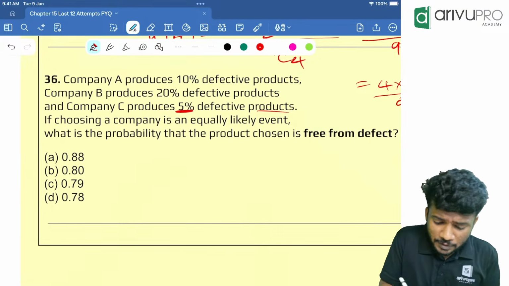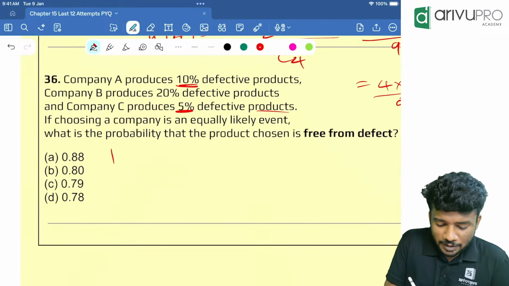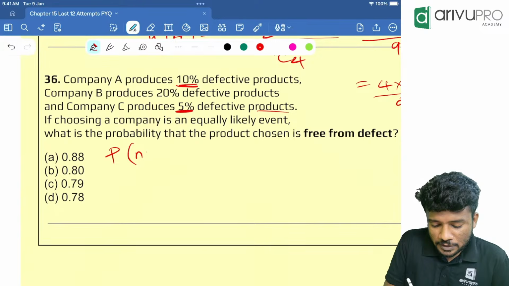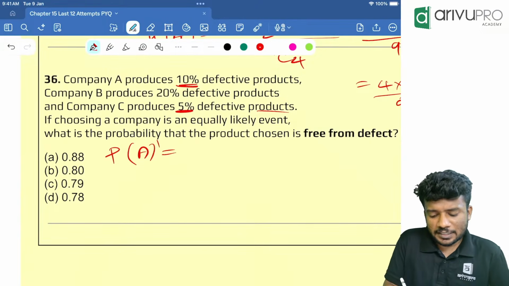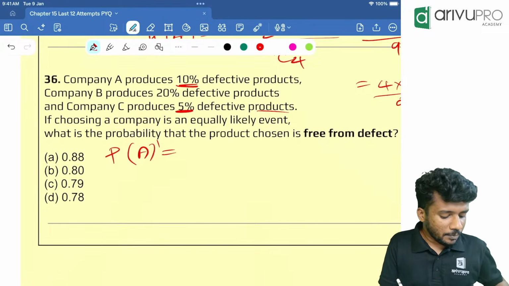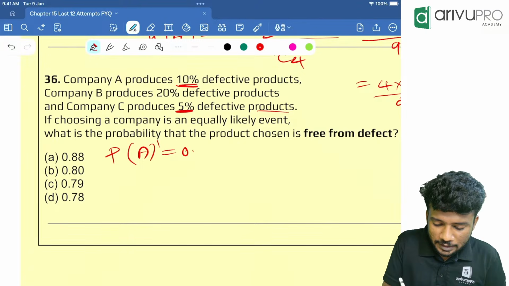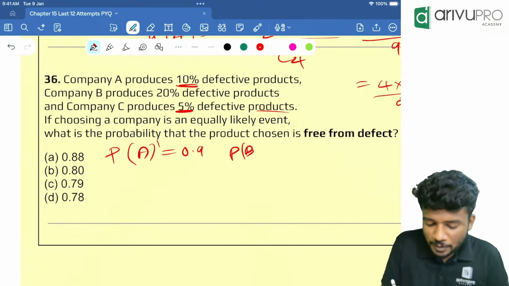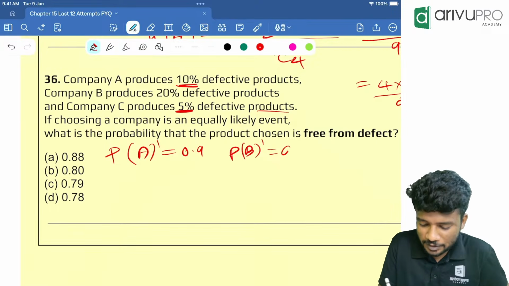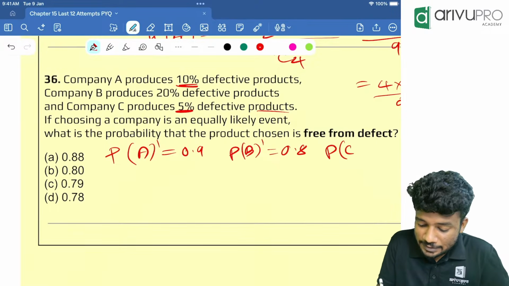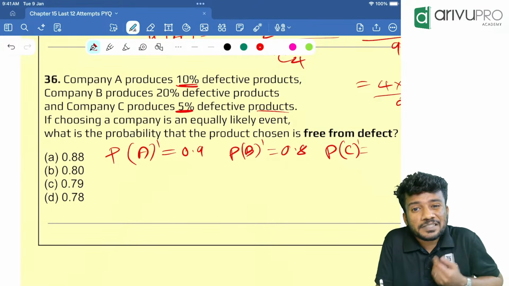People, first one. Company A produces 10% defective, right? That means non-defective will be how much? Can I write it as A complement is non-defective? That is 1 minus 10%, which is 0.9. Then P of B complement is 1 minus 20%, that is 1 minus 0.2, which is 0.8. Then P of C non-defective, that is C complement, is 1 minus 5%, which is how much?